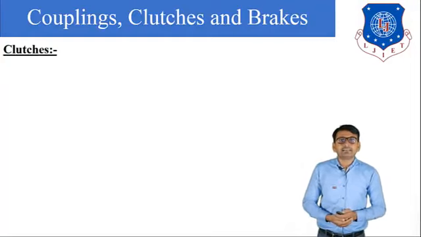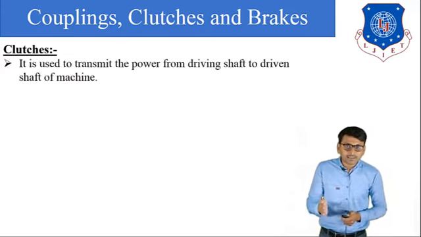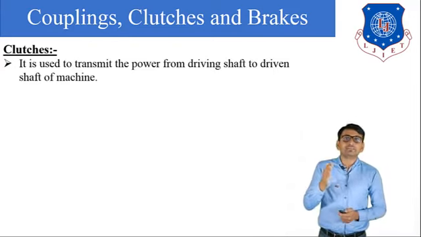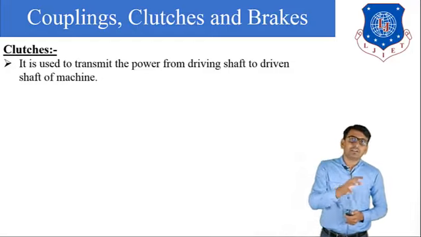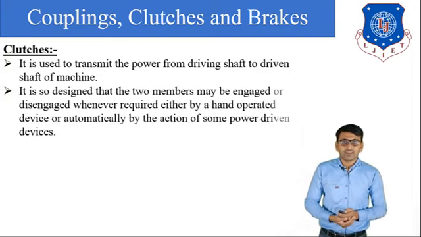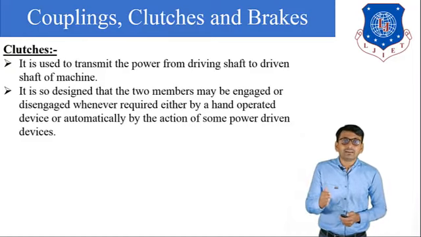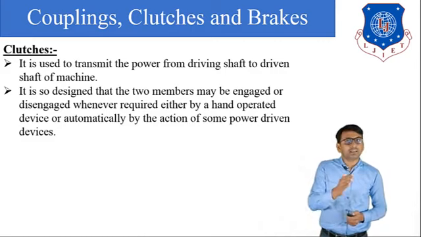So clutch is a mechanical device which transmits power from driving shaft to driven shaft. It is used to transmit motion and power from driving shaft to driven shaft of the machine. It is so designed that the two members may be engaged or disengaged whenever required by a hand operated device or automatically by the action of some power driven device.